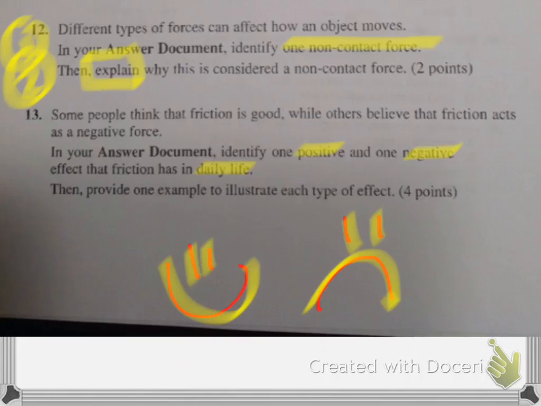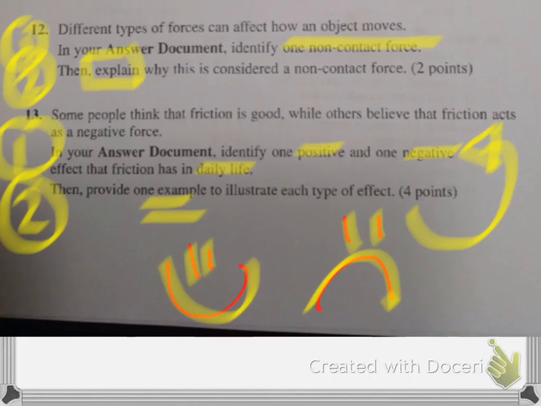So again, you have to identify one positive and one negative effect that friction has on daily life, and then you have to provide an example to explain and show and demonstrate a positive and a negative effect. Again, at this time, pause this video so you can write your response.